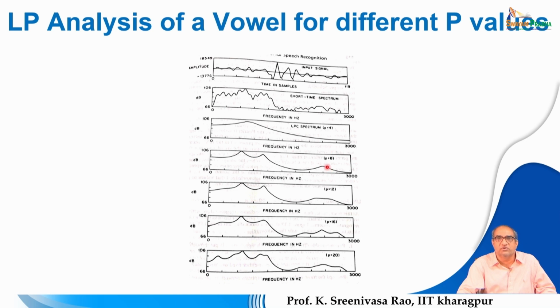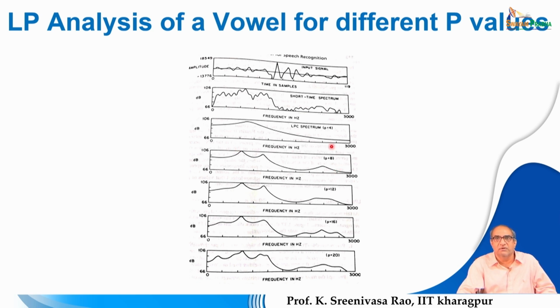Similarly, in case of p equals 8, you can see only 3 peaks. It means that even though the polynomial order equals 8, out of these 8 poles, 6 of them are complex conjugate poles, like 3 pairs of complex conjugate poles, and a pair of real poles may be there.